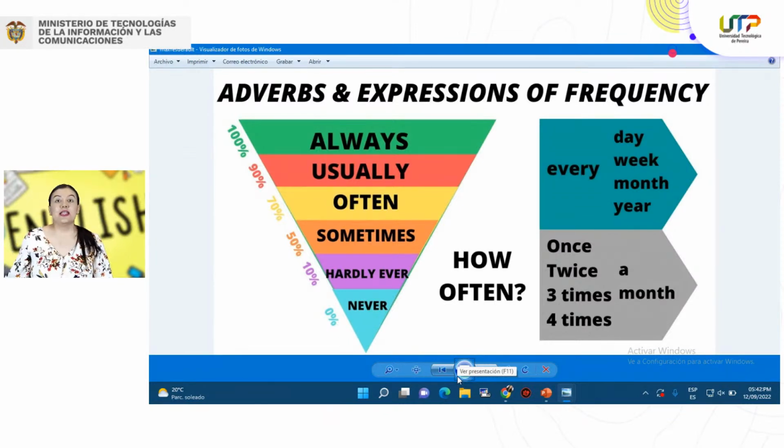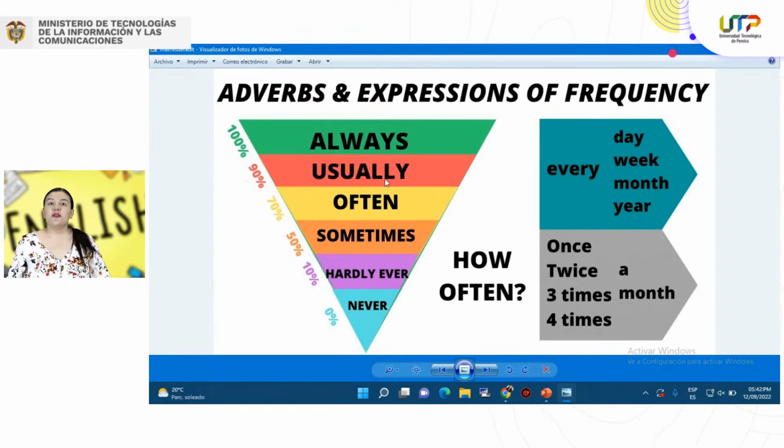Ahora, hay otras expresiones que no solamente son adverbs of frequency, como los que acabamos de estudiar, sino que son time expressions, ¿sí? Expresiones de tiempo que no son adverbios, pero también nos ayudan a hablar de con qué frecuencia hacemos las actividades. Por ejemplo, la pregunta clave aquí es how often, ¿okay? How often es con qué frecuencia o cada cuánto hago esa actividad.